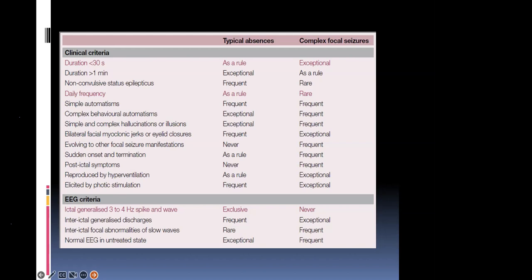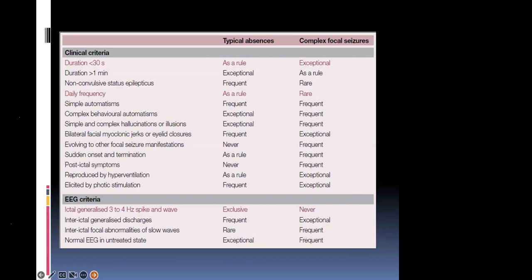That is not very frequent in complex partial seizures. There are no postictal symptoms for the typical absences. You can see postictal features in complex partial seizures. Hyperventilation can reproduce the absences more commonly, and complex partial seizures rarely. Photic stimulation can elicit the typical absences and not the complex partial seizures.